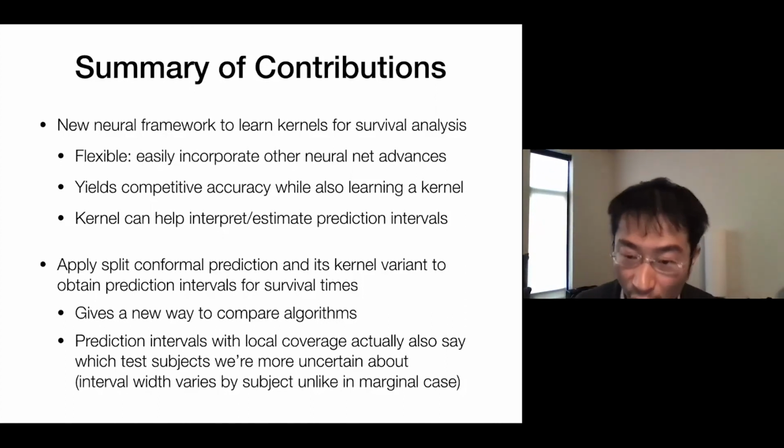I'll just say for prediction intervals with local coverage, it actually allows you to say which test subjects you're more uncertain about, because the interval width will actually change by subject. However, for marginally valid prediction intervals, this is not true. The interval width will actually be the same for all test subjects.